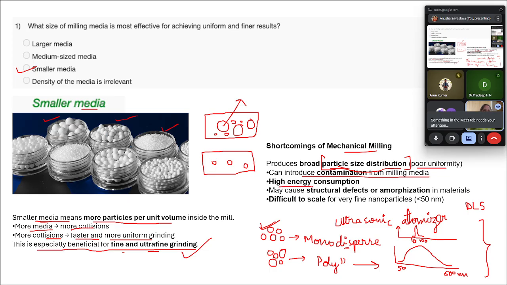Then high energy consumption. It consumes a lot of energy because this is mechanical milling, obviously. Then it may cause structural defects or amorphization in the materials, and it is difficult to scale for very fine nanoparticles. If you want to synthesize nanoparticles of less than 50 nanometers, producing a larger amount is difficult to achieve through mechanical milling. So these are some of the shortcomings of mechanical milling, and the basics that we already saw.